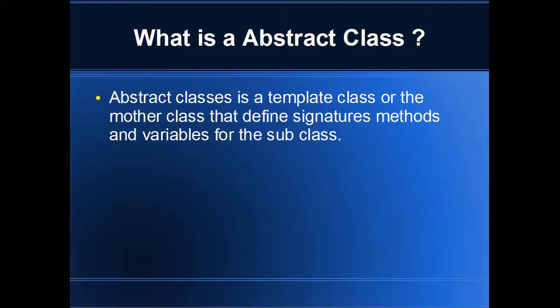What's an abstract class? If you took the first certification, OCA 8, it covers abstract classes. So we're going to be brief in describing them. On the certification, there are probably going to be 2 questions on abstract classes. An abstract class is a template class or the mother class that defines signature methods or variables. Remember, abstract classes are used in inheritance, so it's at the very top.